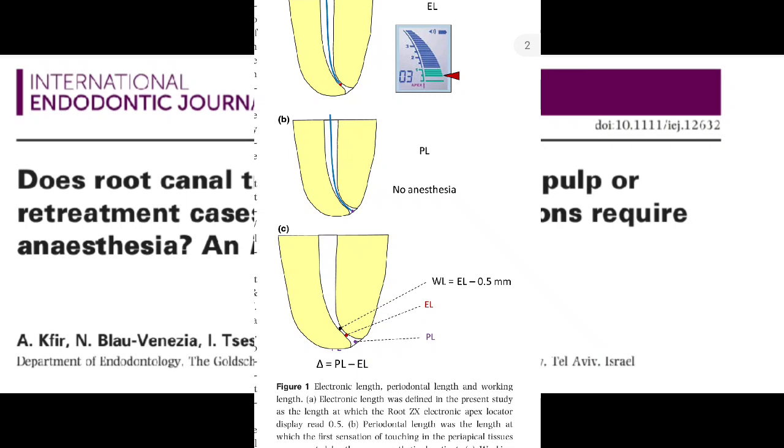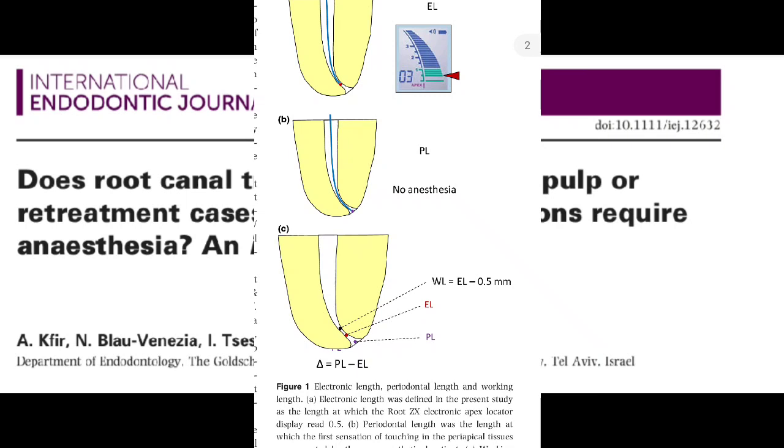The clinical implication of these results is that if the clinician is using an electronic apex locator when treating teeth with no vital pulp and with preapical lesions, and if working length is determined and kept 0.5 mm short of the electronic length of the canal, most of the patients will not feel any pain. This study included only asymptomatic cases.